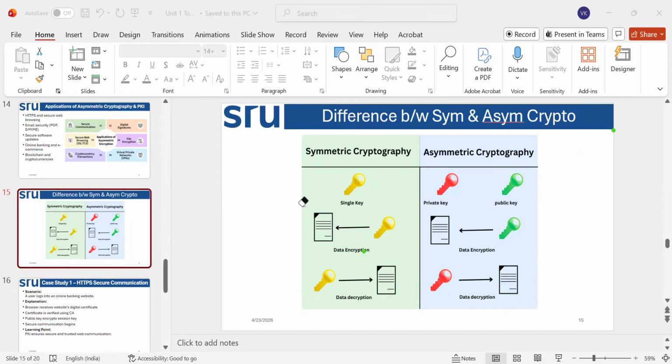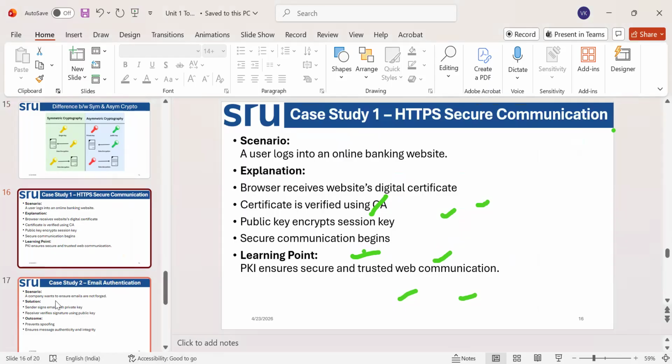Symmetric one, asymmetric public and private. One private. Okay, then what to do? Then we understood about the determinants of data. So this is the difference. Let's see the case studies.